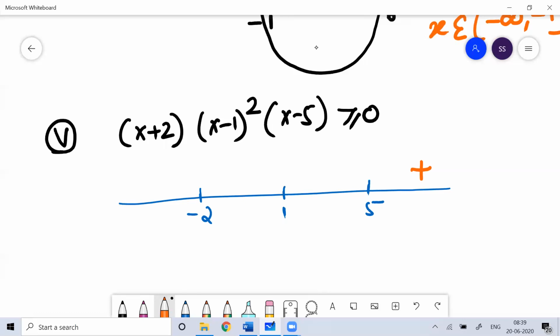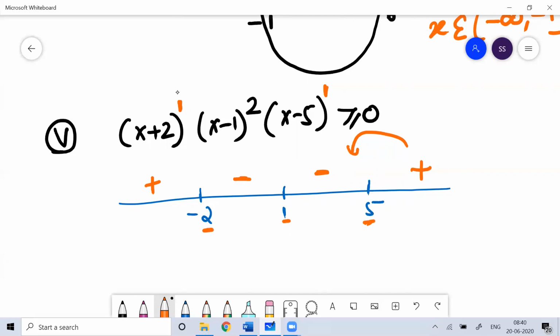Now you're jumping from here to here. What is the threshold value here? It is 5. The power of 5 is 1, an odd number, so the sign will change. Now you are jumping over 1. The power of 1 is 2, which means it's even, so the sign will not change. Then the threshold value is minus 2, where the power is an odd number, so the sign will change. That's it. So you can do it very fast like this.